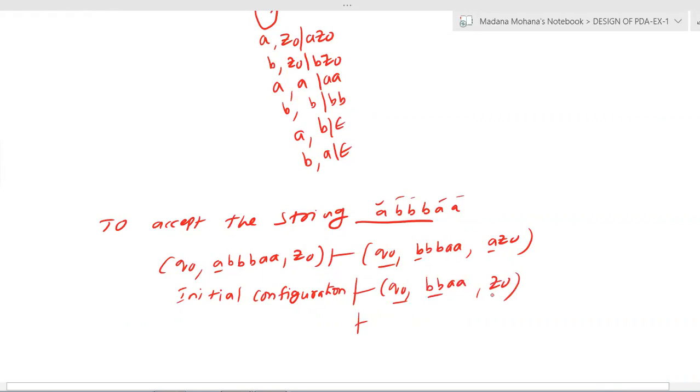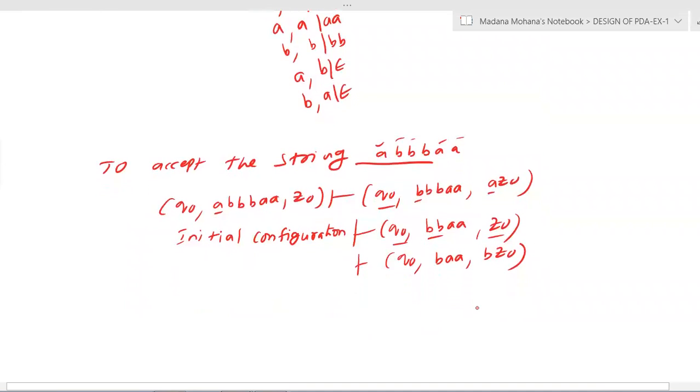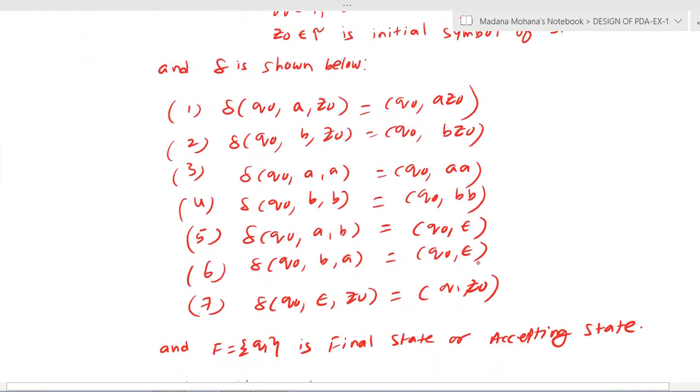Next again q0, b, Z0, the second transition. So b is pushed onto the stack without changing state. The remaining input is baa, and now b is pushed onto the stack, so bZ0. Next you can see again, the current state is q0, the current input is b, and the current top of the stack is b. So the input and stack symbol are the same, so we have to perform the push operation using the fourth transition, δ(q0, b, b) = (q0, bb).